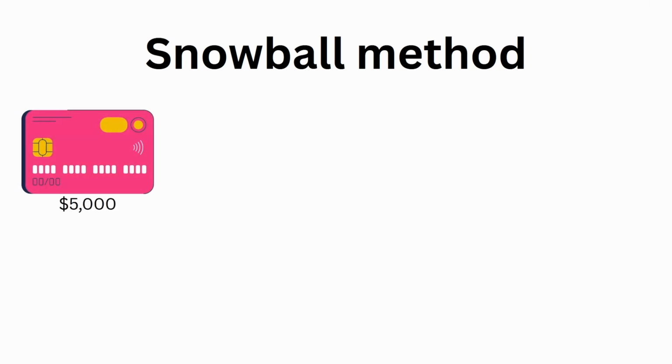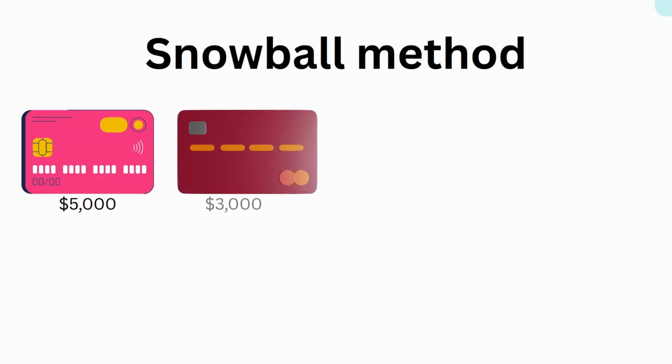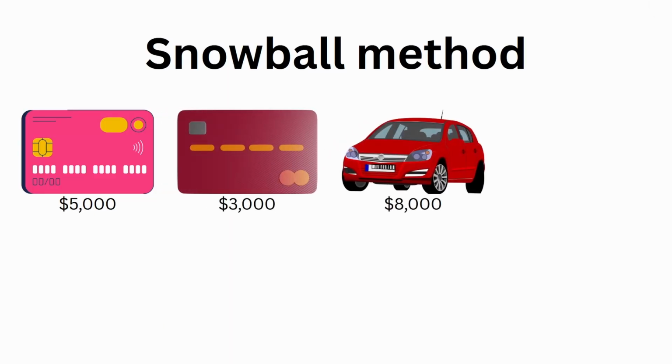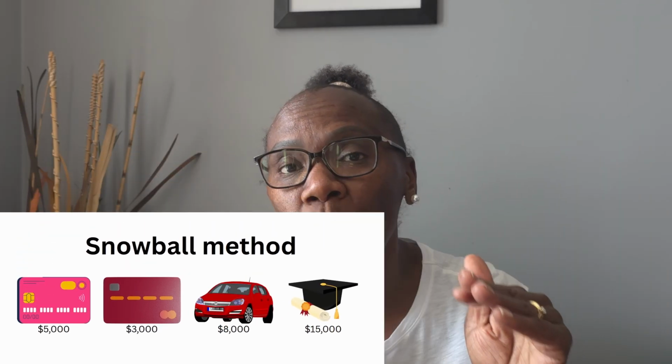So let's say your credit card A is $5,000. And this time around, we're not even looking at the APR. You have a credit card that has $3,000, you have a car loan which is $8,000, and a student loan that has $15,000. So you take all these debts and arrange them from the smallest to the biggest: the $3,000, the $5,000, the $8,000, and the $15,000.